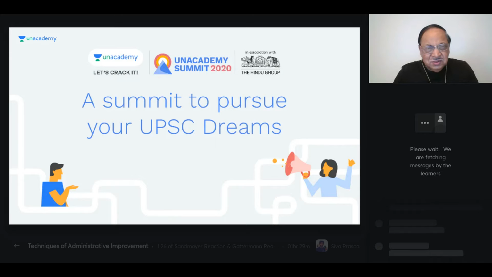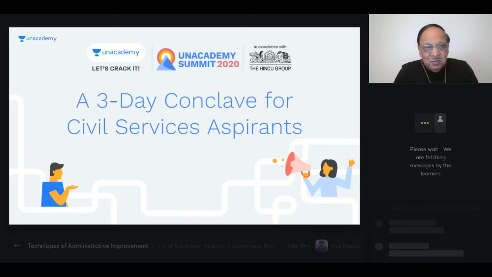This is to let you know how to pursue your UPSC dreams. Now, there will be a 3-day conclave for civil services aspirants. This summit will let you know fully what should be your proper steps and strategy to clear your IAS examinations.